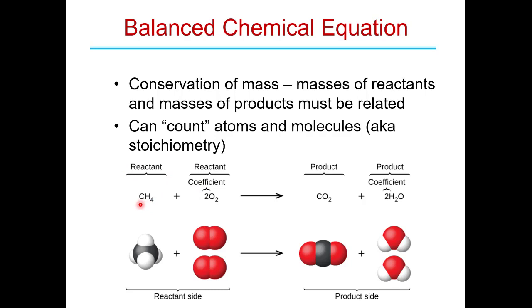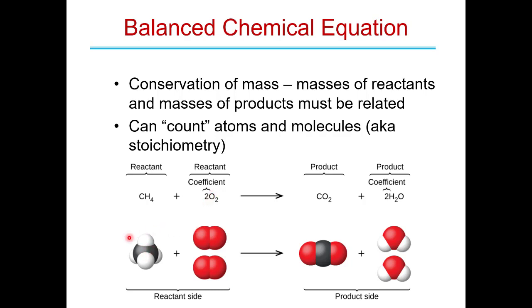So here's an example of a reaction. This is the reaction between methane, CH4, and oxygen: the combustion of methane, the principal component of natural gas. Anytime we combust hydrocarbons, we make carbon dioxide and water as products. These stoichiometric coefficients are telling you how many of these molecules are involved.